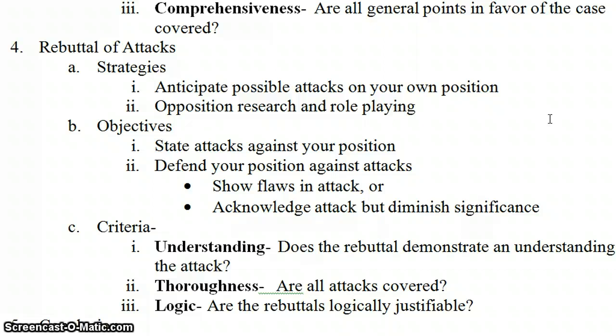Now, there are 2 ways of doing this. One is to show that the attack is flawed. Okay? So, for example, one attack against my thesis about the designated hitter rule might be that, well, tradition is not a good enough reason to not change things because the world is progressing and everything needs to progress with it. And I could say, well, that attack is not particularly relevant to baseball because baseball itself is a tradition and it holds America together, etc., etc.